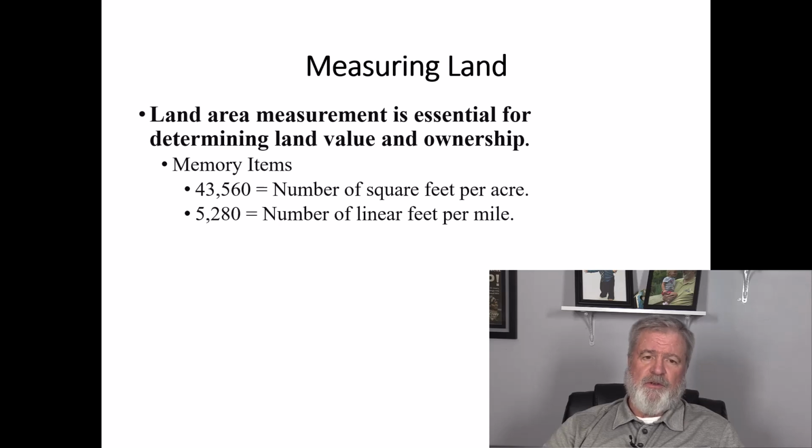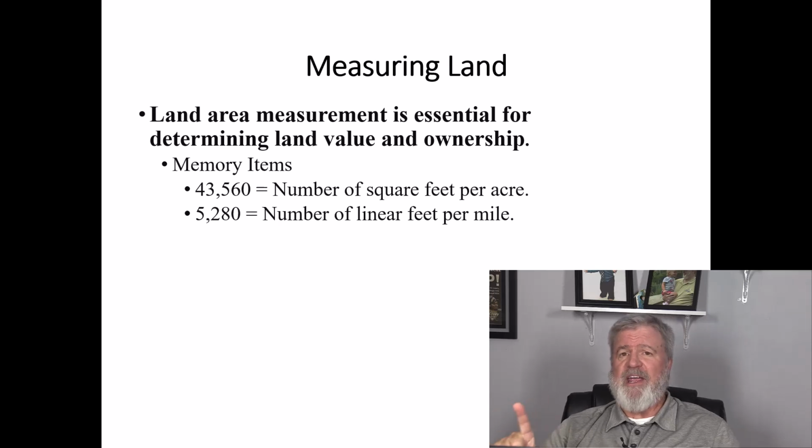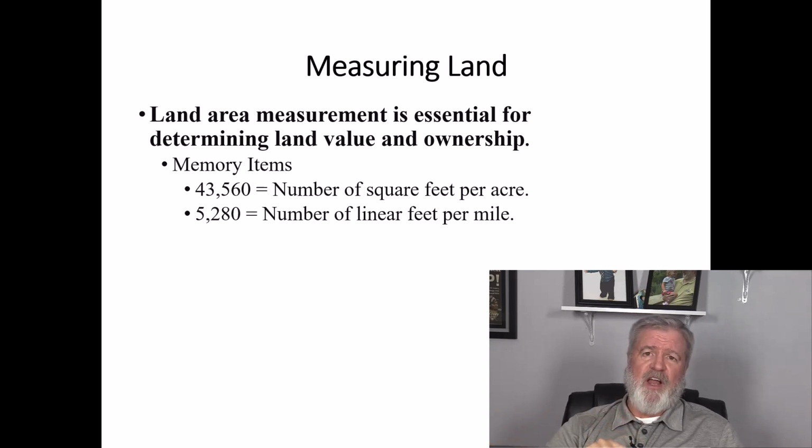Well, if you know there are 43,560 feet per acre, but in this lot we said 13,800, then you take that 13,800, put it in your calculator, and divide it by the number of square feet per acre, which is 43,560. Then we know there's about 0.31 acres, or if you round it up, 0.32 acres. Okay?